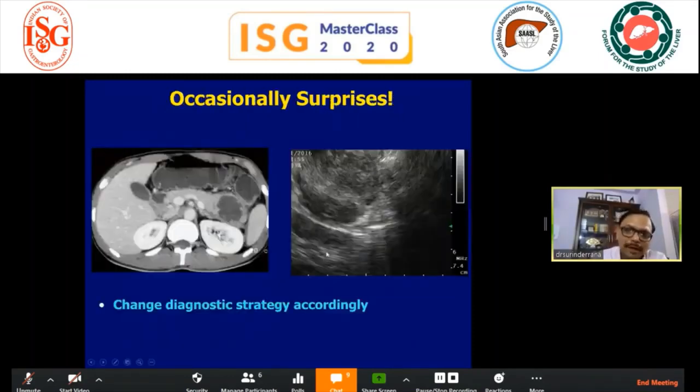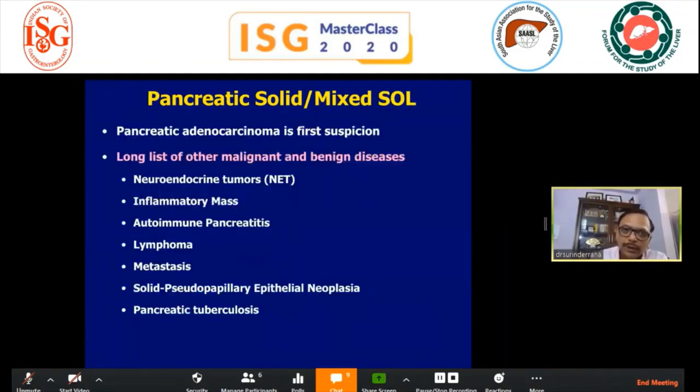Like for example, here in this patient, you find a well-defined cystic lesion on a CT scan, but when you do an endoscopic ultrasound, you find that it's actually not a cystic lesion, it's a solid lesion. But then if you carefully go back and again look at the CT scan, you find that there are some hyperdense areas. So probably it's a mixed solid cystic lesion on a CT scan. But whenever you encounter such surprises, you should change your diagnostic strategy accordingly. So let's first talk about a solid or a mixed solid cystic SOL, because the approach is similar.